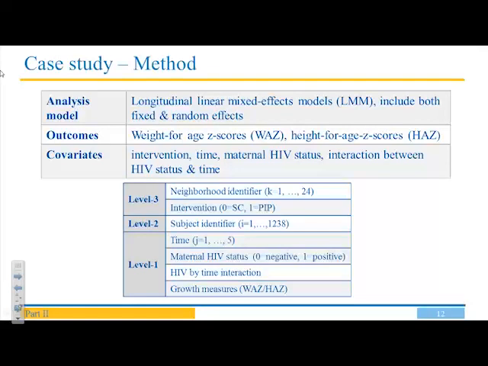We're envisioning a model which incorporates both fixed and random effects. So as I mentioned before, our outcomes of interest are weight-for-age Z scores and height-for-age Z scores. And our model incorporates variables like intervention, time, the maternal HIV status, and the interaction between HIV and time.